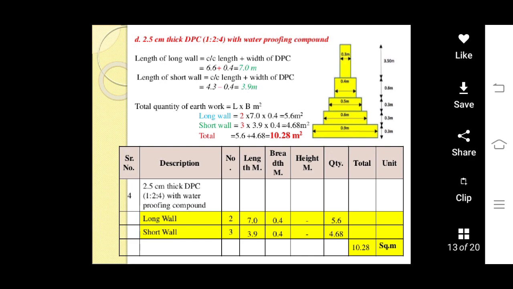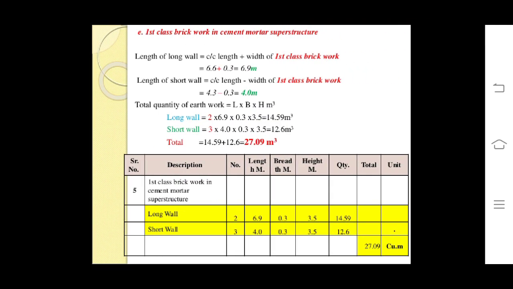The total is addition of both the walls. Now entering these values in measurement sheet. For long wall length, the 2.5 centimeter thick DPC having quantity 5.6, and for short wall 4.68. The total quantity of DPC course is 10.28 square meters. Now last item is first class brick in superstructure.